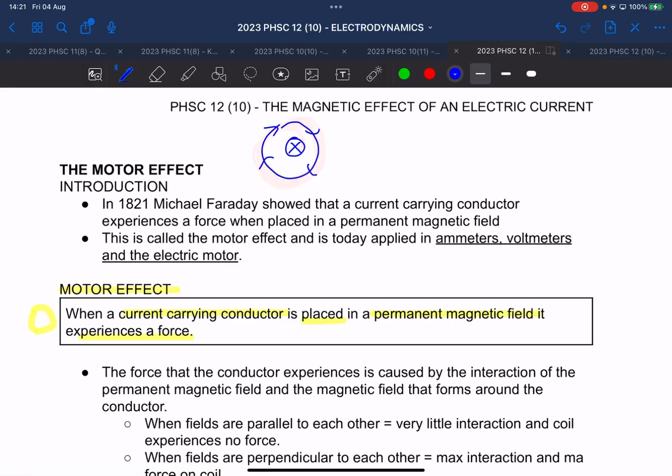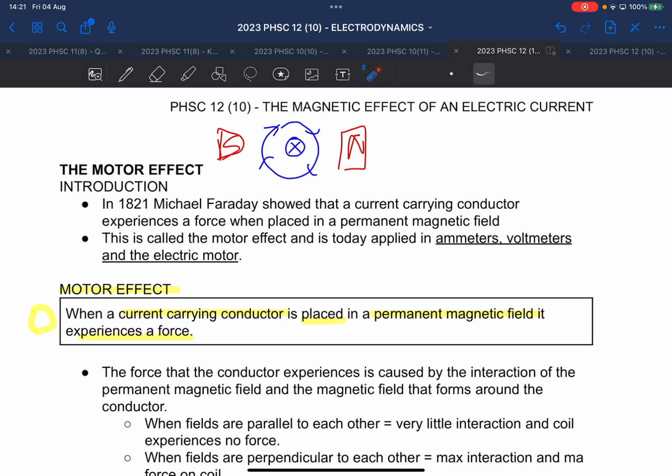See it, and we put it inside a permanent magnetic field, north-south. Then these two magnetic fields will interact with one another. Die twee magnetiese veld gaan met mekaar oorvleuel en wat interact in Afrikaans?